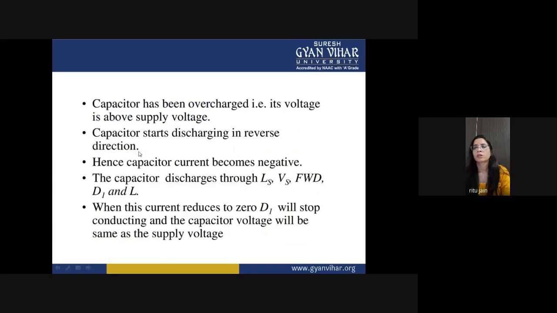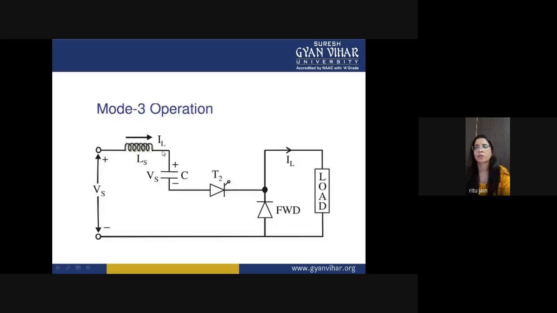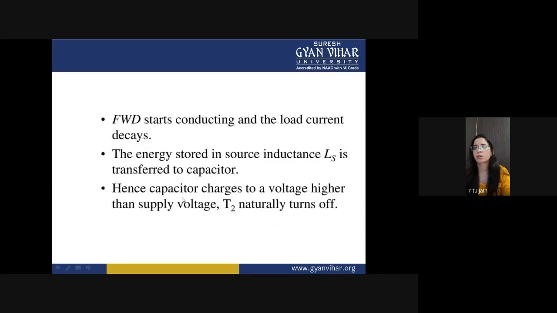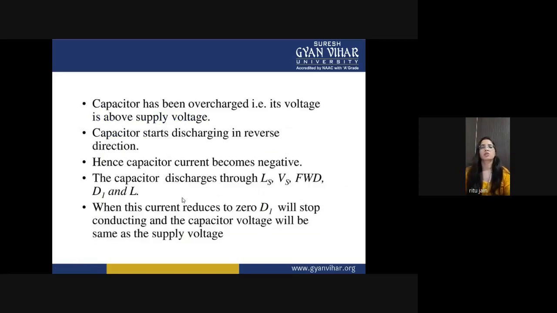Now, the capacitor has been overcharged. Its voltage is above the supply voltage. As I previously said, in mode 3 the capacitor voltage was the sum of the inductor voltage and the source voltage. So in mode 4 operation, your capacitor is charged to a voltage above your supply voltage, so the capacitor starts discharging in the reverse direction.